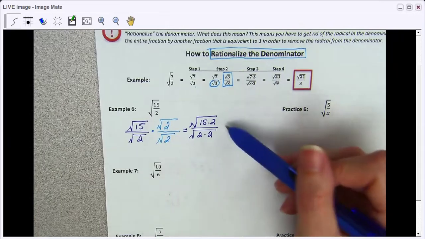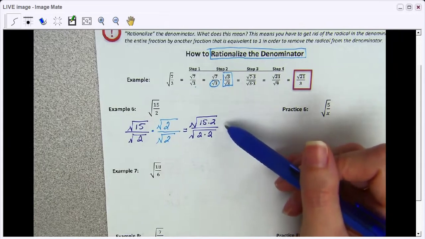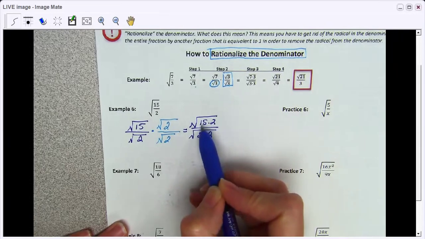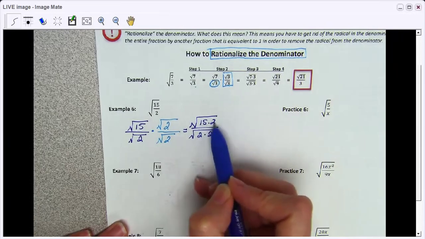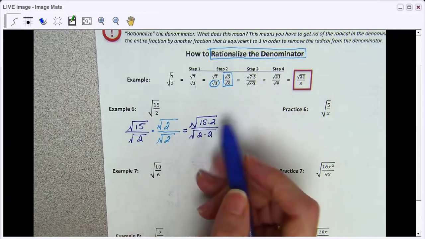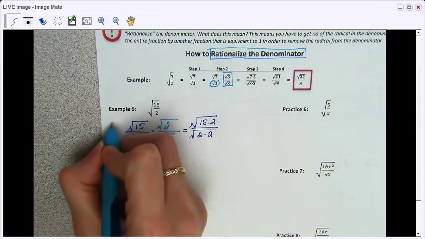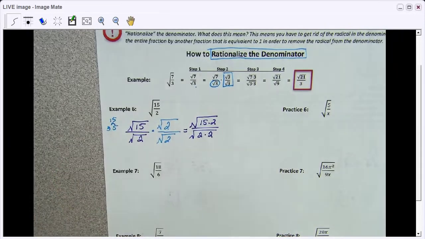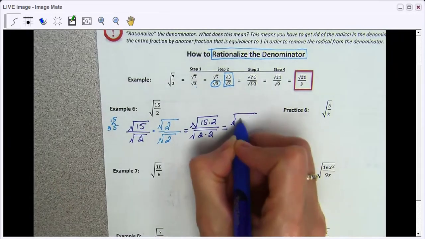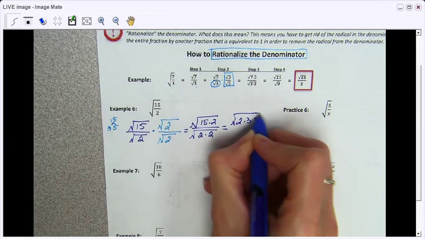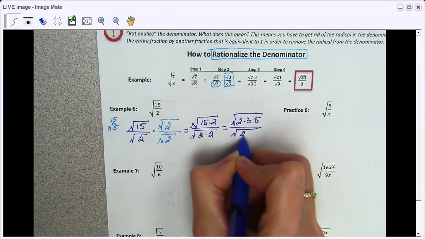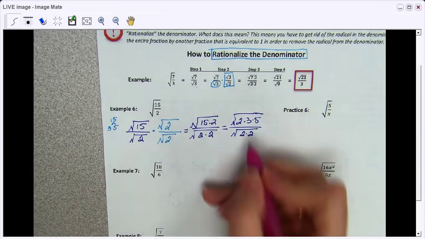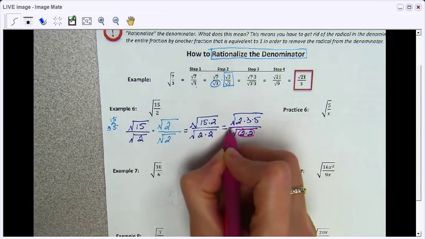Now we are going to factor out if we can. So 15 factors out to a 3 and a 5, but then you wouldn't have anything to pair it up with. So if I were to rewrite this, I would get 2 times 3 times 5. Down here, I have the square root of 2 times 2. And I can't group anything here, but I can group my 2's out here. So I'm going to take those out.